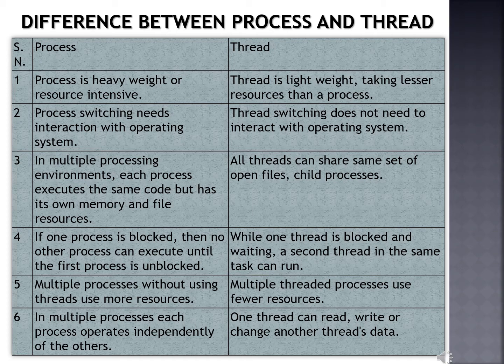If one process is blocked, then no other process can execute until the first process is unblocked. Whereas, while one thread is blocked and waiting, a second thread in the same task can run. Multiple processes without using threads use more resources, whereas multiple threaded processes use fewer resources. In multiple processes, each process operates independently of the others. One thread can read, write, or change another thread's data.